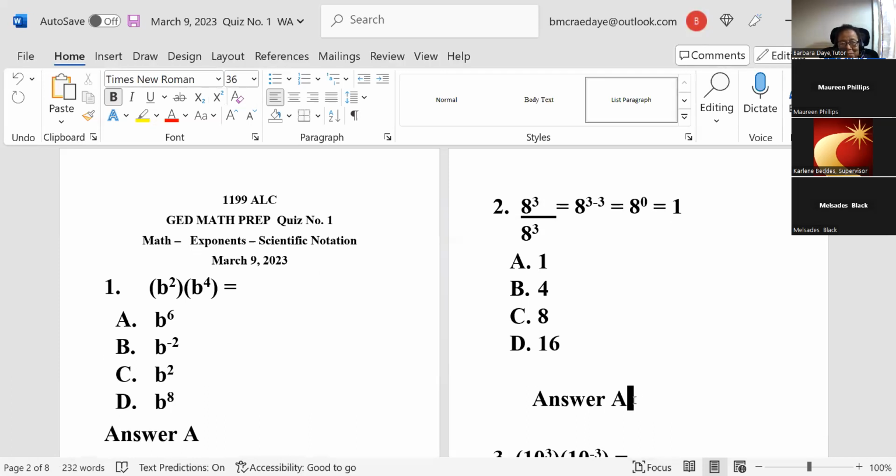Got it? Yes. Division rule: you subtract the numerator exponent minus the denominator exponent, 3 minus 3. That gives you 8 to the 0, and that's the 0 rule. That equals 1.